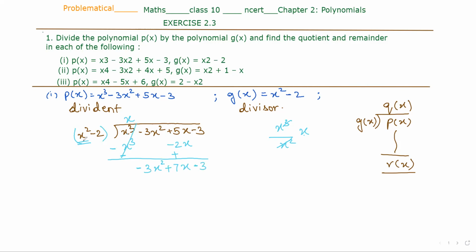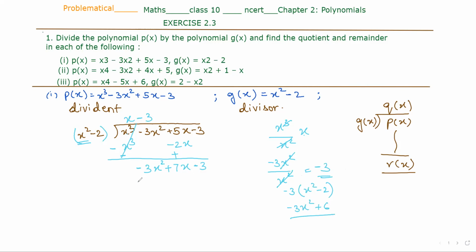Again, you'll consider the first term over here, x square and minus 3x square. You'll divide minus 3x square with x square, just the first term. We'll end up with the term minus 3. This minus 3 is to be written here. Now, you'll multiply minus 3 with the complete divisor, which is x square minus 2. We'll end up with minus 3x square, minus 3 into minus 2, plus 6. This is to be written here.